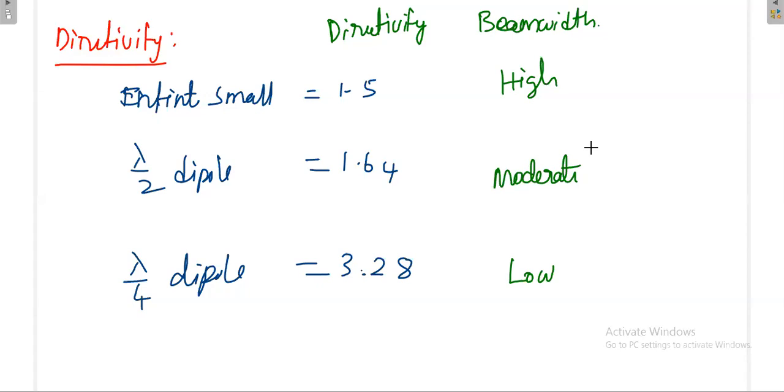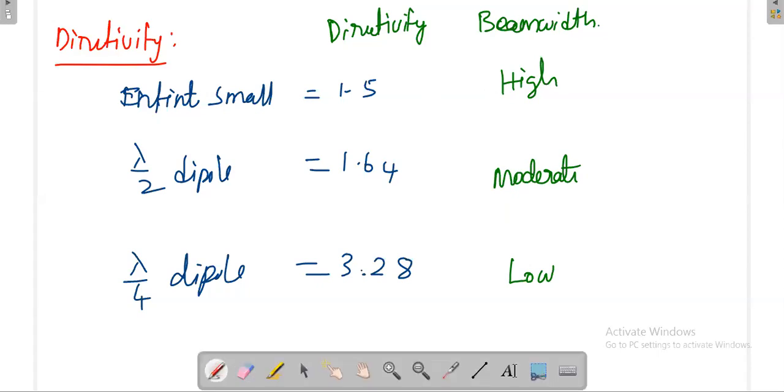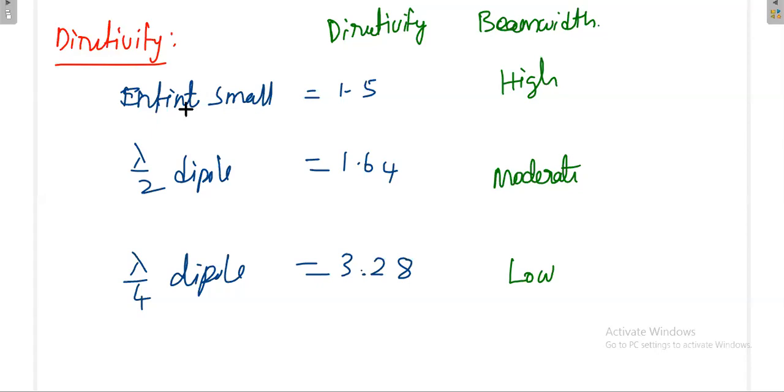And again, the lambda by 4 is radiating in only one direction, definitely, so the beam width has to be low, that's okay. But why is the beam width of infinitesimal small antenna high compared to lambda by 2 dipole antenna? For that, you can simply imagine the infinitesimal dipole antenna is almost similar to an isotropic radiator, because once you make the length very, very small, that is simply like a point.